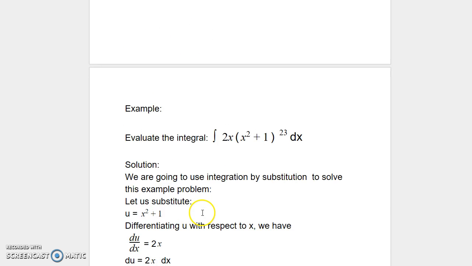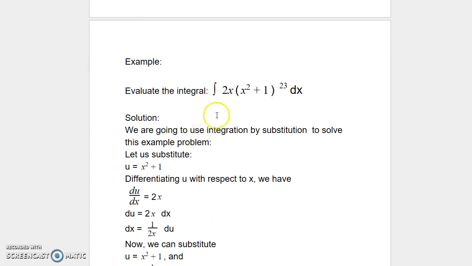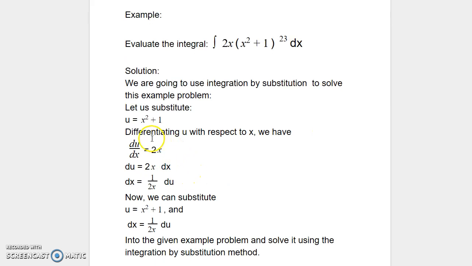Let's look at another example. Let's say we want to evaluate this integral: 2x times (x squared plus 1), the whole thing raised to the power of 23, dx. So we're going to use integration by substitution to solve this example problem. Let us substitute u as equal to x squared plus 1, which is in the parenthesis here. Since u is a function of x, we can differentiate u with respect to x.